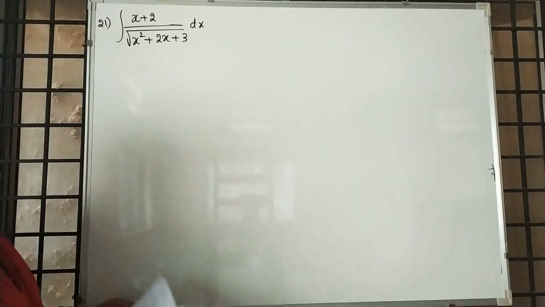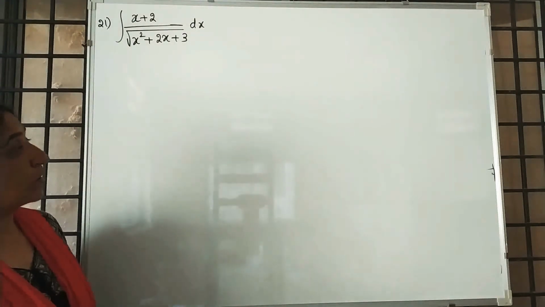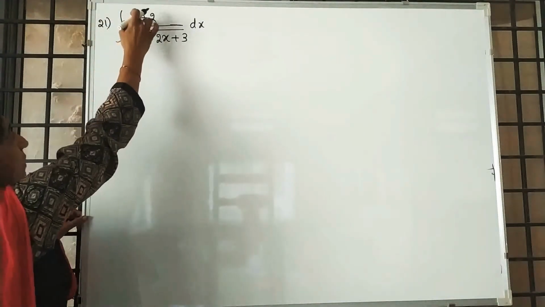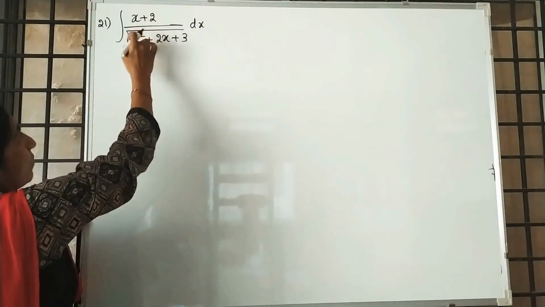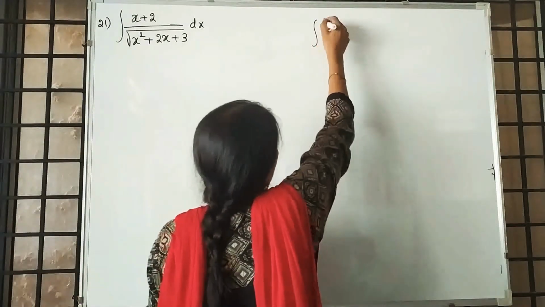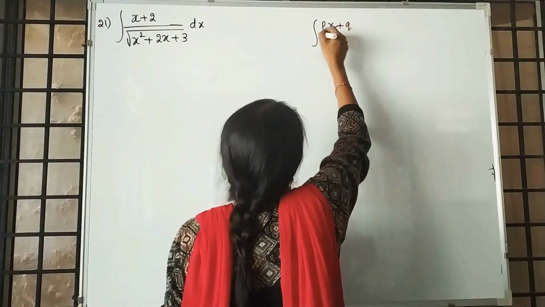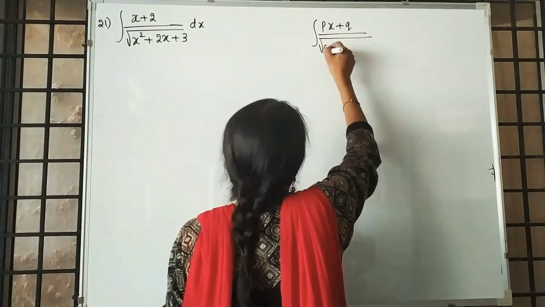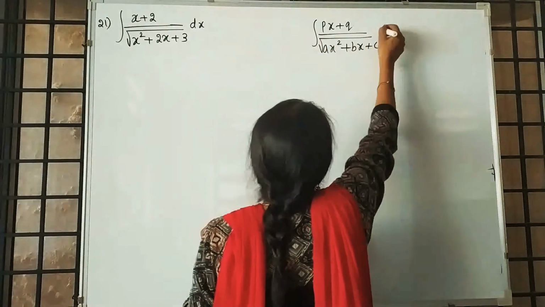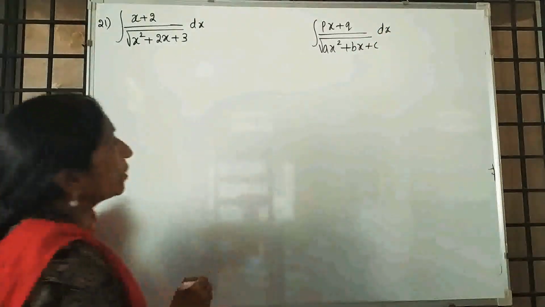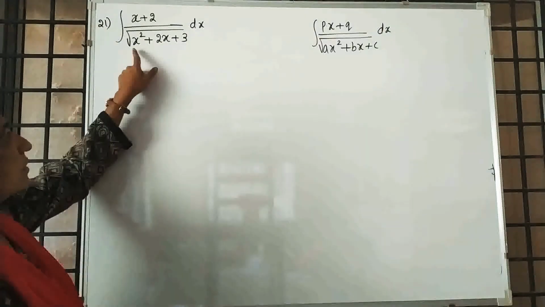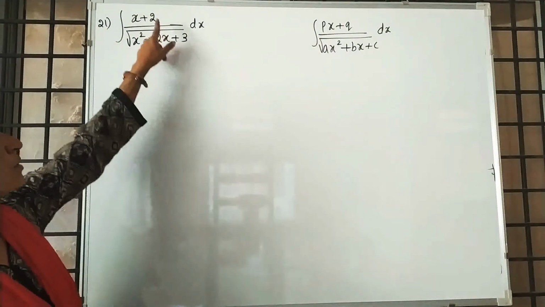Moving to the next example. That example also I gave as homework. See, this is homework from the last class. Integration of (x plus 2) upon root of x square plus 2x plus 3. It is in the form of (px plus q) upon root of ax square plus bx plus c. So already you are familiar with how to solve this. First we have to check whether the differentiation of the denominator gives the numerator or not.